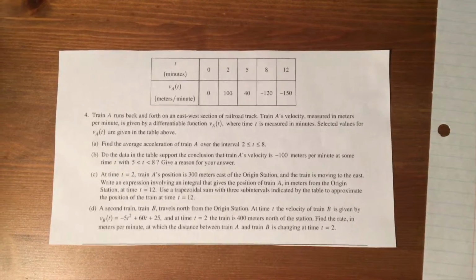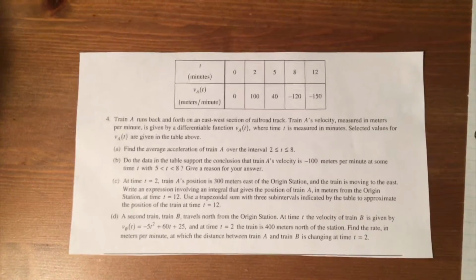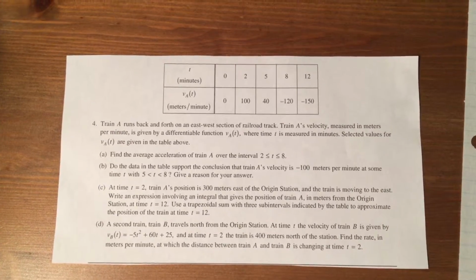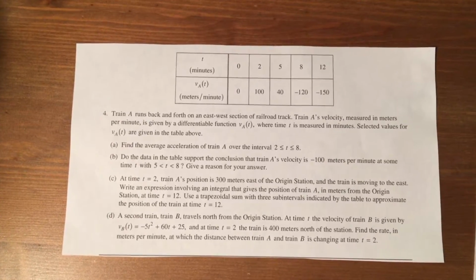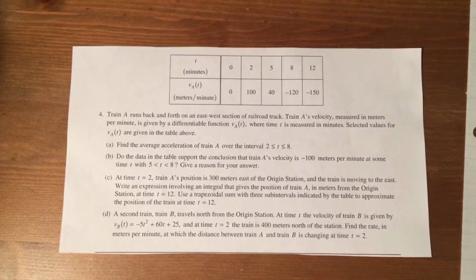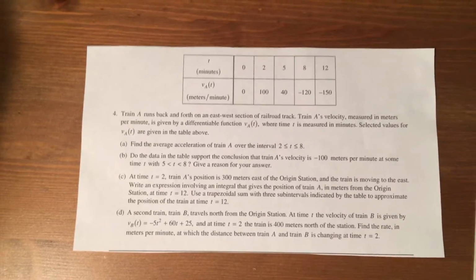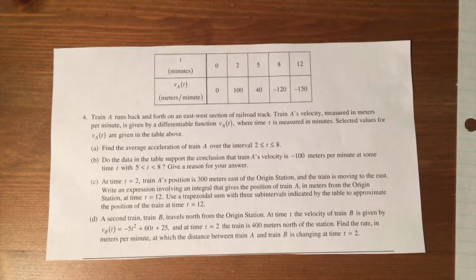To solve this problem, we must first look at the information provided. Train A runs back and forth on an east-west section of railroad track. Train A's velocity, measured in meters per minute, is given by a differentiable function, VA of t, where time t is measured in minutes. Selected values for VA of t are given in the table above.